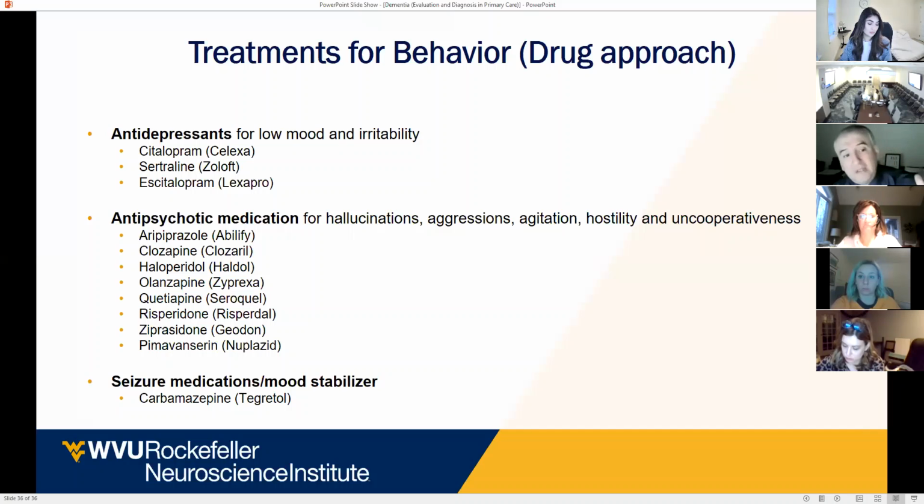And if we cannot use antipsychotic medication or antidepressive medications, we can try something like seizure medications, mood stabilizers, something like valproic acid or carbamazepine.